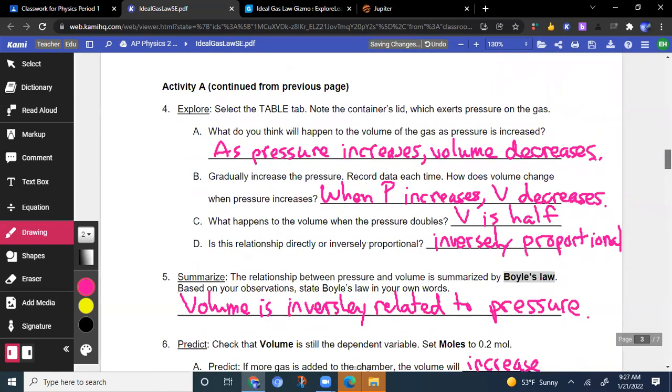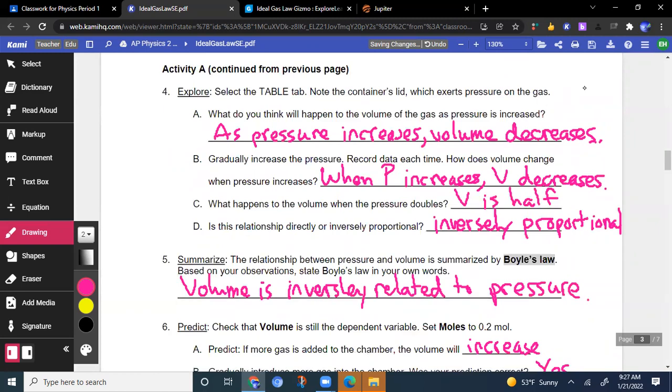Then we looked at volume relationships with pressure. When we increased the pressure, what happened to the volume? It decreased. Yeah, in fact, when we doubled the pressure, the volume cut in half, which means, how are they related? They're inversely proportional. Volume goes up as pressure goes down and vice versa.